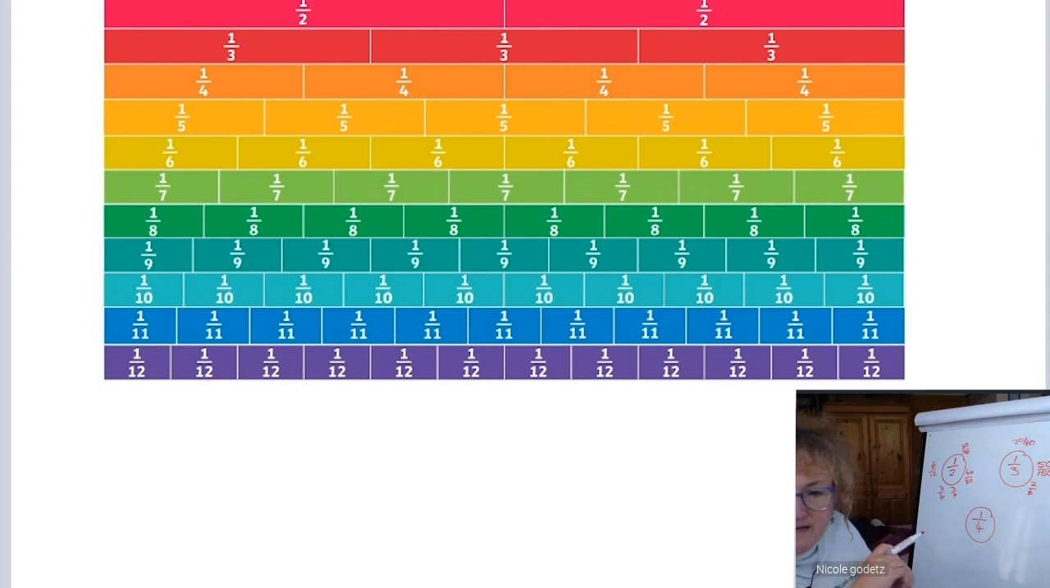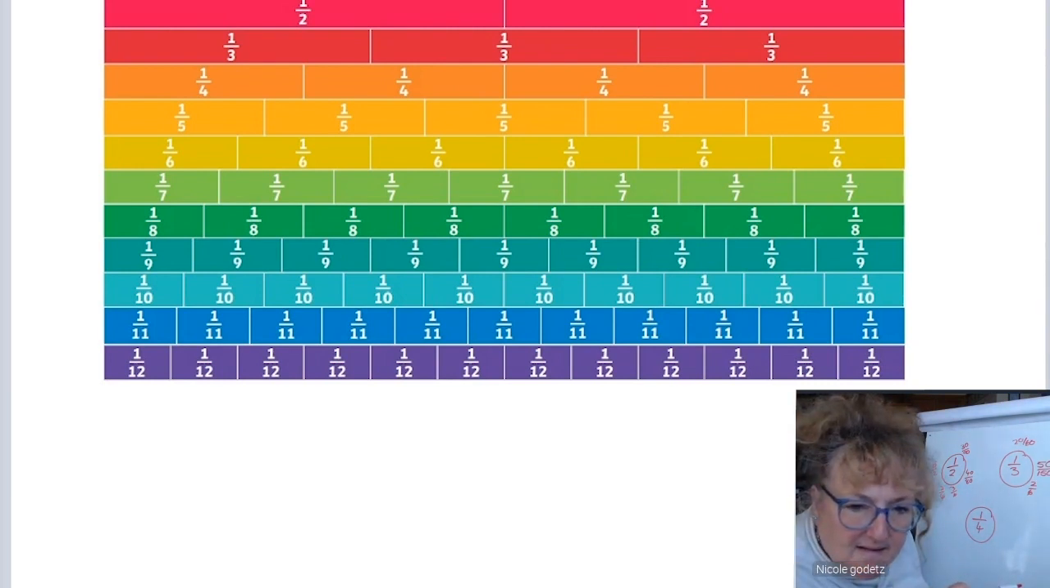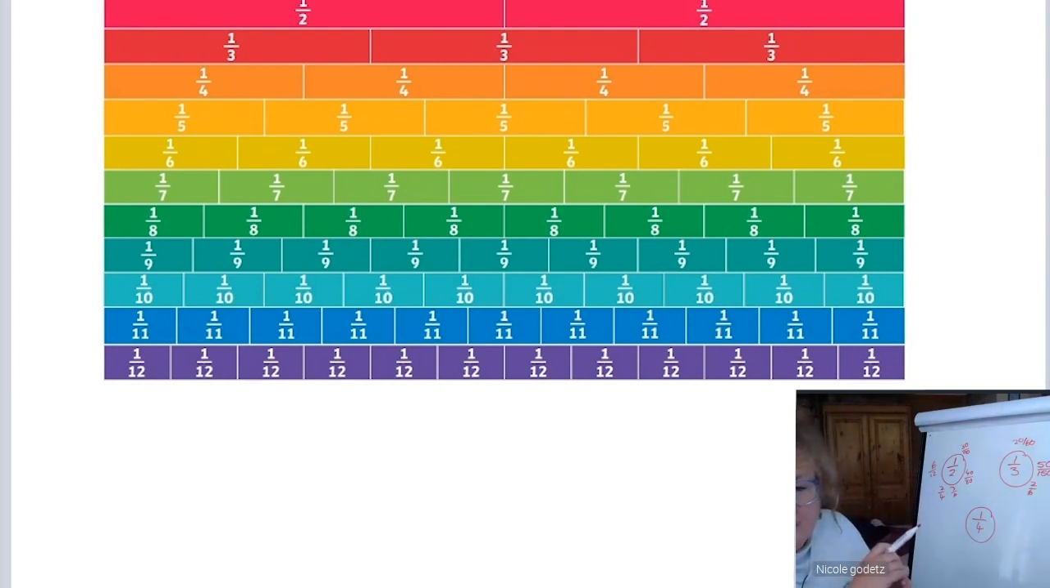Oh, 6/11. What's that the same as then? 6/11. I can't see any equivalent to that. 11 is a prime number. 6/24. Thank you very much. 4 6s are 24. So 6/24. Put that on the quarter one. 30/120ths. Thank you very much.